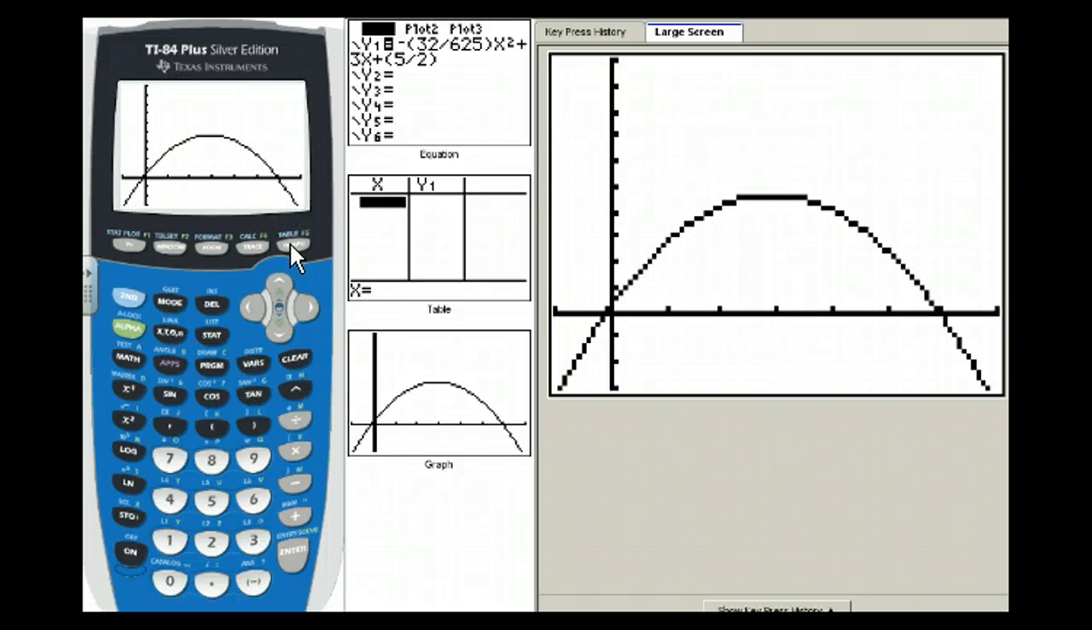That looks like a reasonable enough picture of this graph. So a reasonable domain would be anywhere from 0 to 70 yards. And a reasonable range would be from 0 to, I don't know, it looks like 50 or 60 feet.